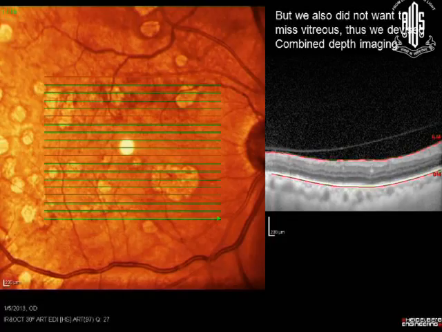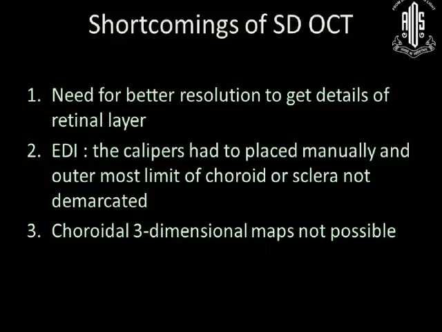What have been the shortcomings of spectral domain that we want to move beyond this? It needed a better resolution because we want to see the individual retinal layers. Doing EDI with spectral domain is fine, but if we want to know more details of the choroid, we need a better technology.